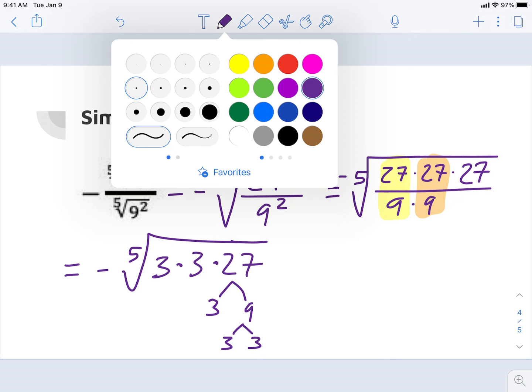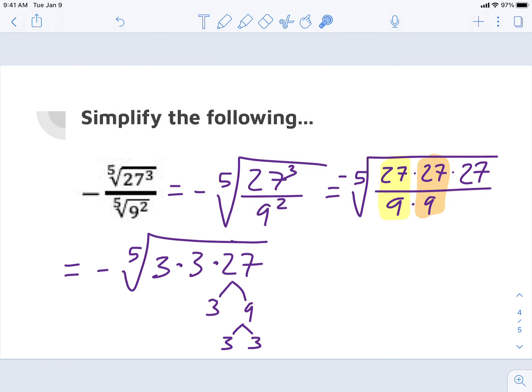And so now I'm looking for 5 total things, right? Because a product of 5 matching things, because I'm taking the fifth root. And so that would be 1, 2, 3, 4, 5 threes. So the fifth root, or the negative fifth root, would be negative 3.